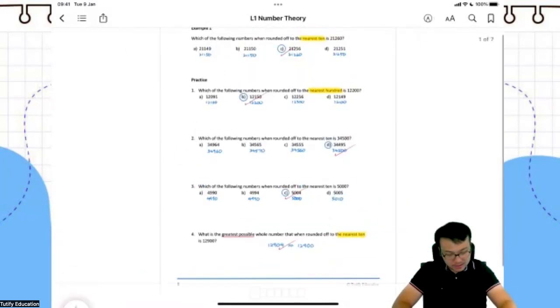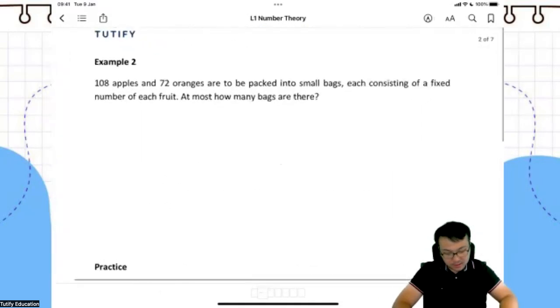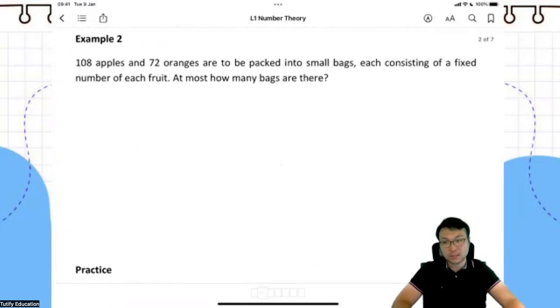All right, students, let's go to the next page. Example 2. Now, over here, we need to make sure that we can find the highest common factor. Okay, students? So let's take a look. They have 108 apples and 72 oranges. The question asks you to pack the fruits into small bags. Every bag should consist of a fixed number of fruit. What is the most number of bags that you can have?